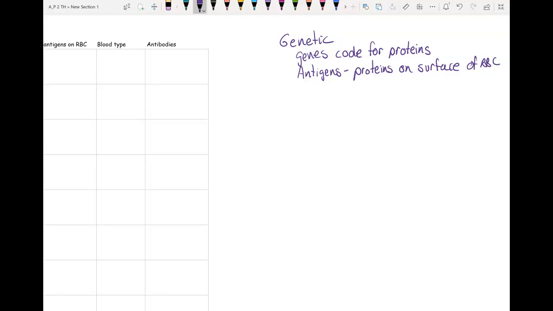Lots of cells have antigens. If you've taken microbiology, you learned about them in there. When we study the immune system, we're going to learn about antigens. So it's not just red blood cells that have antigens. But the ones on your red blood cells are what determine your blood type. And if you remember from chapter 2, proteins are all about shape. So these antigens come in different shapes. And your blood type is which shape antigens you have on your red blood cells.